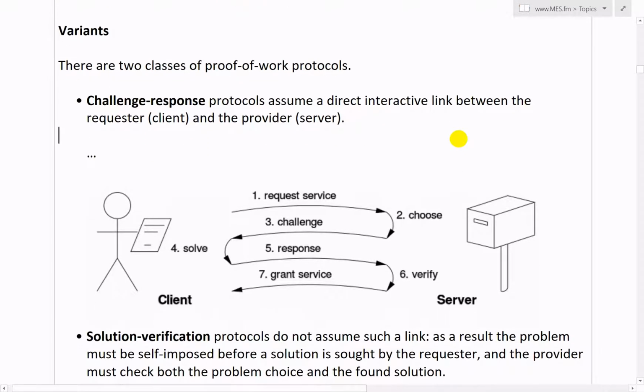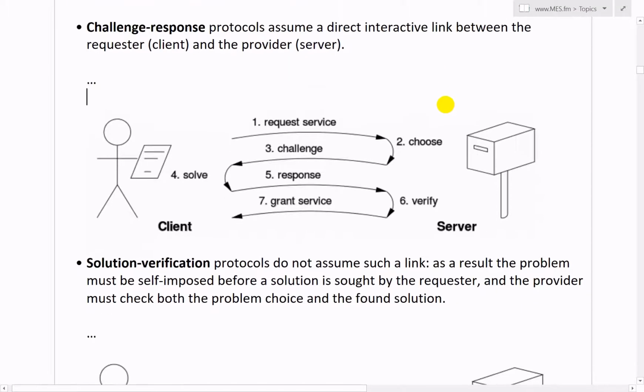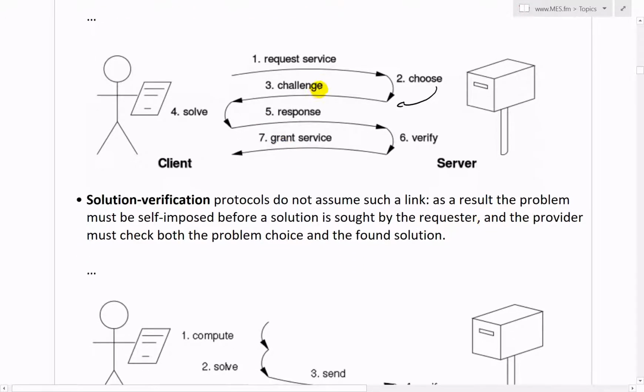There are two classes of proof of work protocols. Challenge response protocols assume a direct interactive link between the requester, client, and provider. For example, here the client requests a service, and then it chooses a challenge, and then it responds, and then it verifies and grants the service to it. So it gives that challenge there, the puzzle, to make sure you're not spam or whatnot.